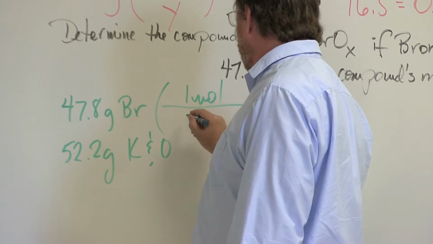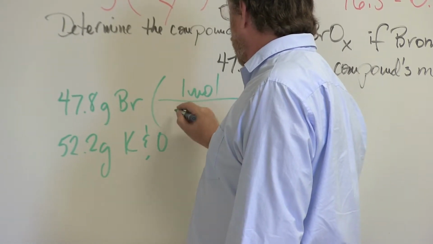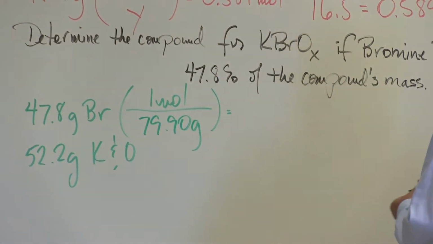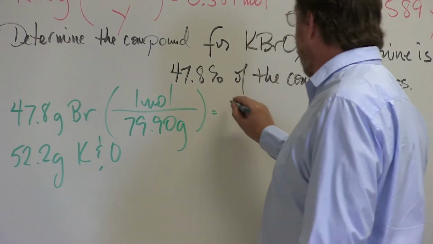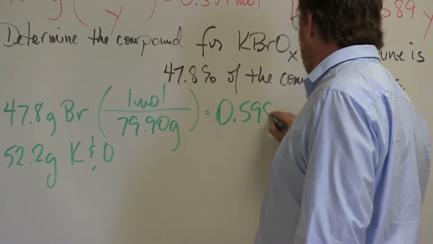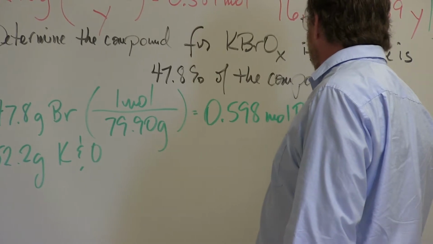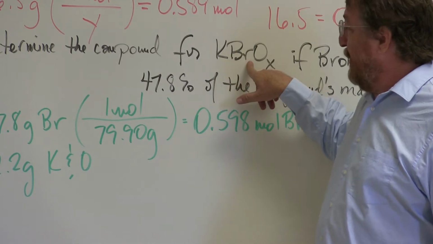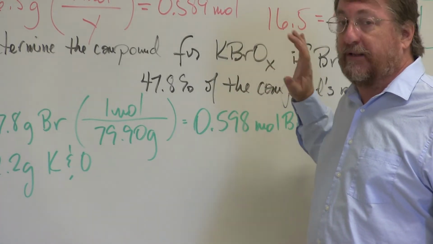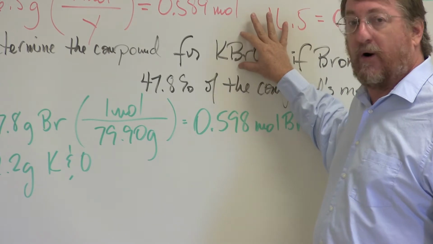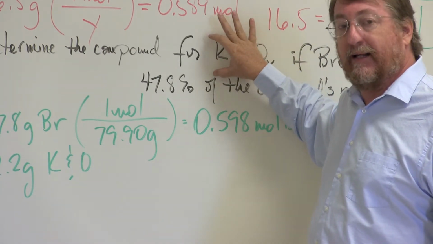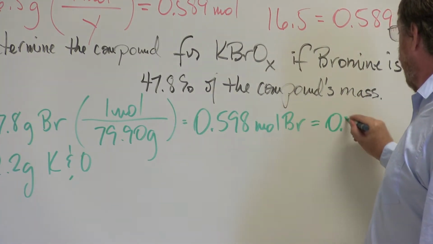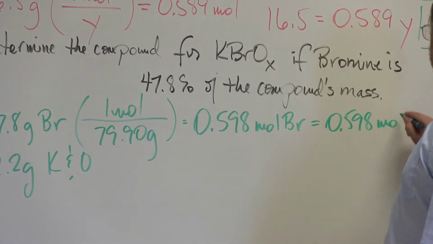So let's get our Br into moles. We know 1 mole is 79.9 grams. So that's going to give me the moles of Br. Moles of Br are 0.598 moles of Br. Well, one thing we do know, K is 1, Br is 1. So however many moles, not mass, but moles, of Br there are present, there must be an equal number of moles of K. It has to be. So this equals 0.598 moles of K.